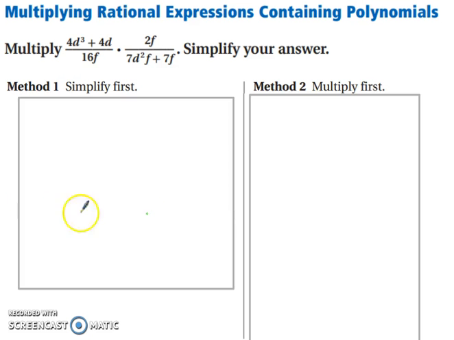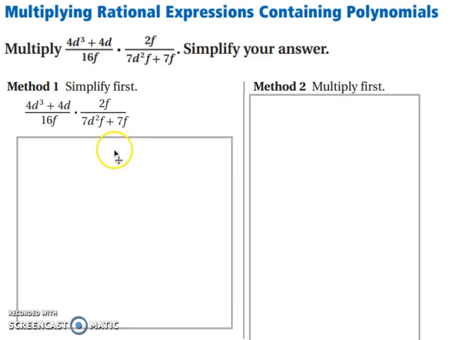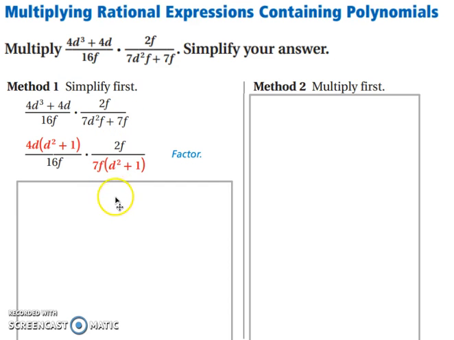So let's take a look. We have 4d to the third plus 4d over 16f times 2f over 7d squared f plus 7f. So method 1, simplify first. What we're going to do is factor a common factor out of our 4d to the third plus 4d and our 7d squared f plus 7f. Now we can start cross-reducing. So we can get rid of our 2d plus 1. We can also reduce our 16f and our 2f. And we can reduce our 4.